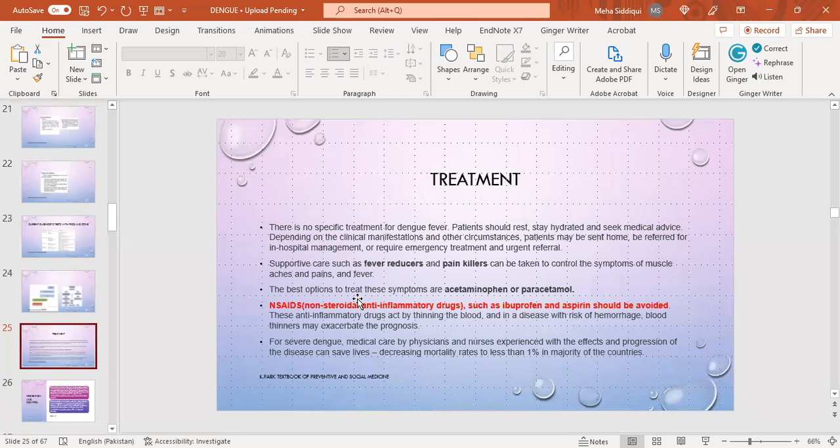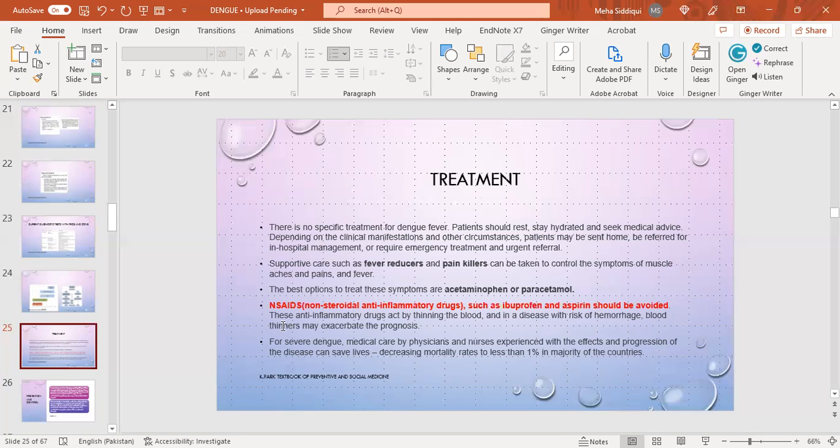Treatment. There is no specific treatment for dengue fever. Patients should rest, stay hydrated, and seek medical advice. Depending on the clinical manifestation or the circumstances, the patient may be sent home, be referred for in-hospital management, or require emergency treatment. Urgent symptomatic supportive care such as fever reducers and painkillers can be taken to control the symptoms of muscle aches and pains and fever.